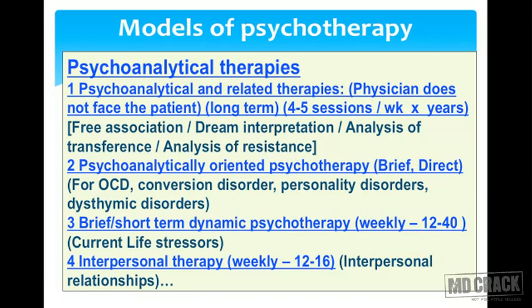The fourth one is interpersonal therapy, and this deals with the interpersonal relationships specifically. Again, there is one session every week, and it lasts for just 12 to 16 weeks. So have a look at this slide, review it once again. The various psychoanalytical therapies: the first one, psychoanalytical and related, is the longest, may take years, and there are four types: free association, dream interpretation, analysis of transference, and analysis of resistance. And in this, the physician does not face the patient.